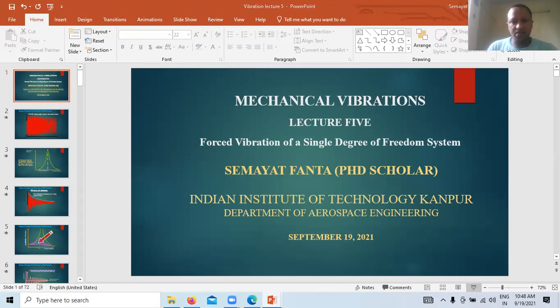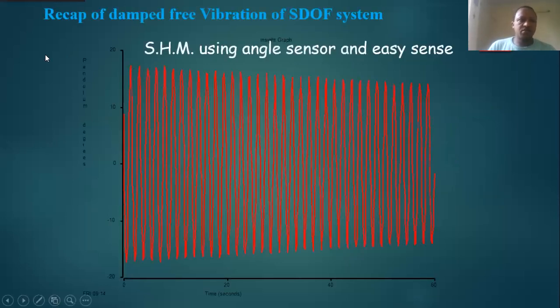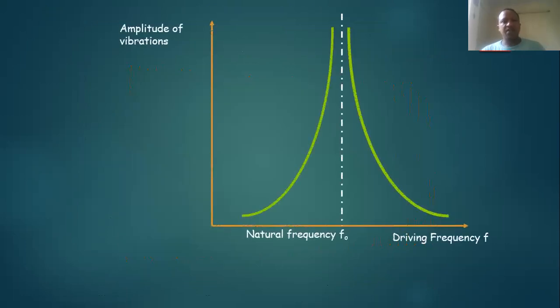Okay, let me zoom the screen. In our free response case, this is the response from a simple harmonic motion using an angle sensor. All the amplitudes are the same. This is the free vibration condition. So this graph implies the free vibration, a recap on the free vibration case.